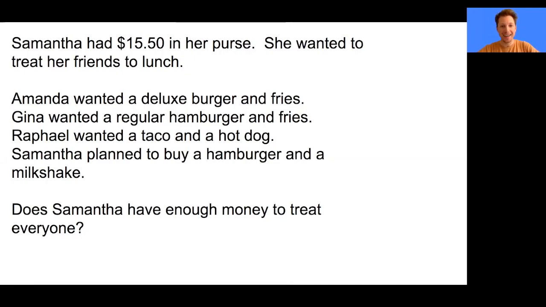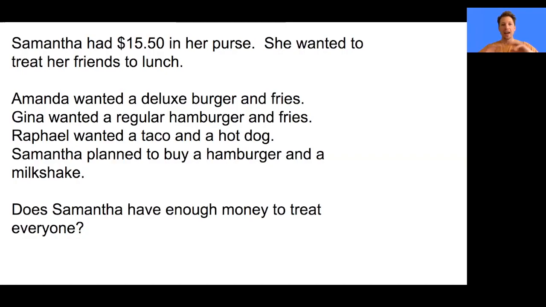Amanda wanted a deluxe burger and fries. Gina wanted a regular hamburger and fries. Raphael wanted a taco and a hot dog. Samantha planned to buy a hamburger and a milkshake. Does Samantha have enough money to treat everyone?